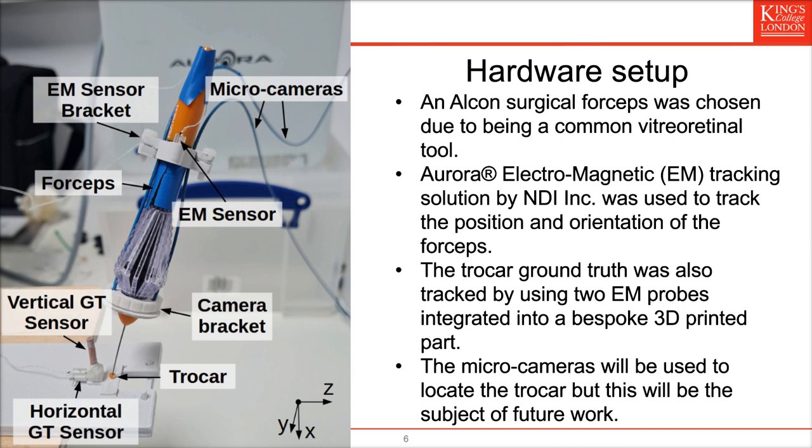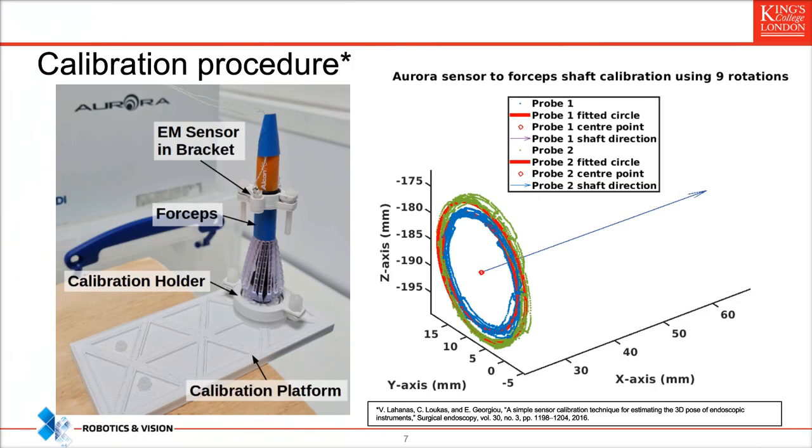To collect the RCM ground truth whilst performing the tests, two EM probes were placed in the bespoke 3D printed part together with the trocar, as shown in the picture. One EM probe is placed horizontally and the other vertically to the trocar. Knowing the geometry of the printed part, the location of the trocar was calculated. A customized calibration procedure was developed based on the work from Lahanas et al. This would find the relative transformation of the EM probe's pose to the forceps shaft.